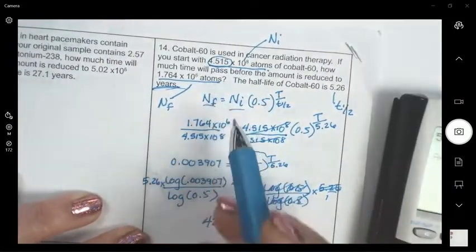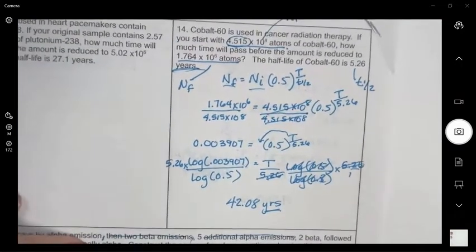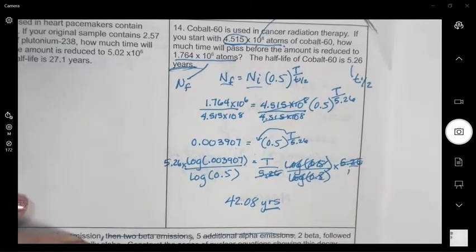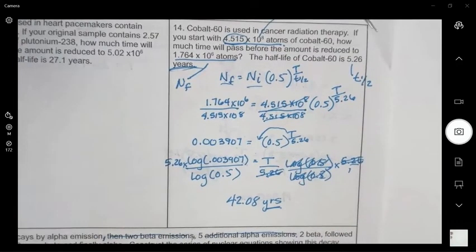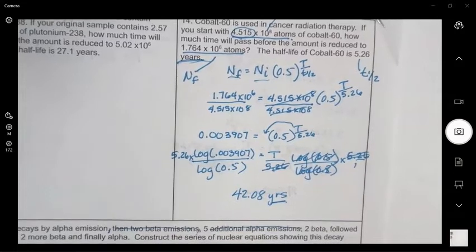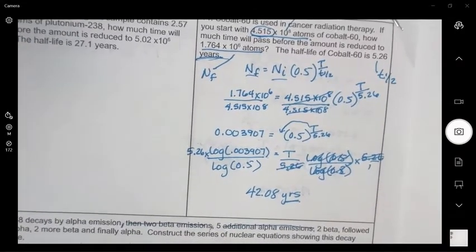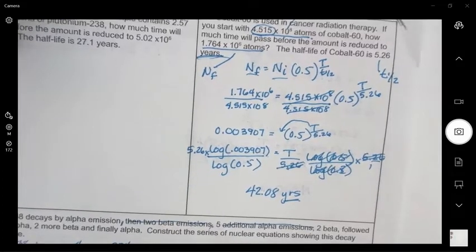Your measured amounts are usually the quantity, so your N's. The others are often counts, so they have infinite sig figs, which you don't want to use, so you go down. We feel good? Feel good about half-life problems?